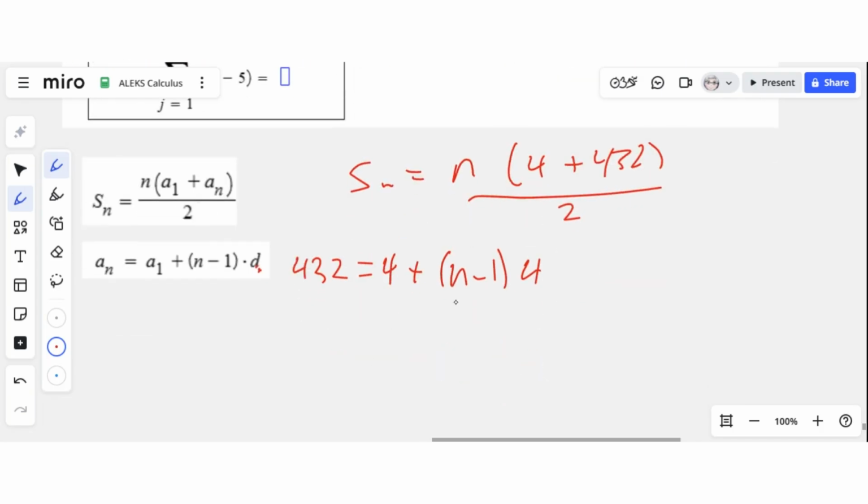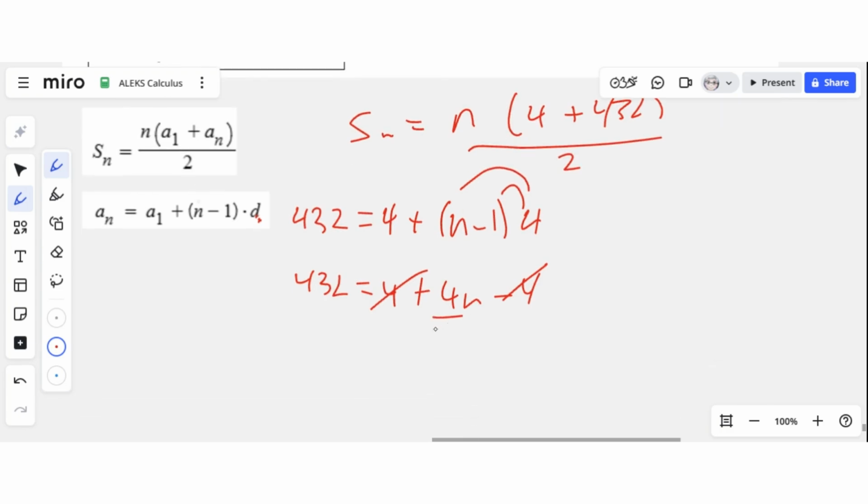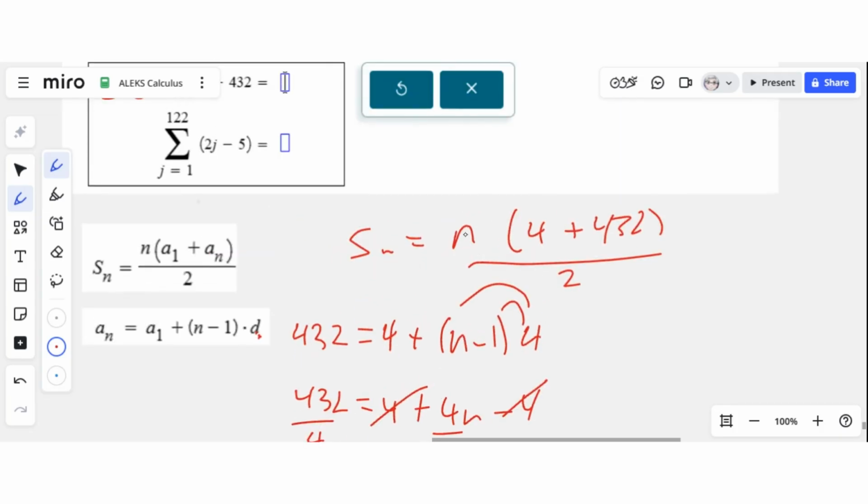So now we should be able to do a little simple algebra here, figure out n, and then put that into the formula for the sum. I'm going to distribute the 4 here. So I'm getting 432 equals 4 plus 4n minus 4, and those two go to 0. So I simply have to divide 432 by 4. So n equals 108. Now we can put that in up here. Let me get rid of our n and put in 108.